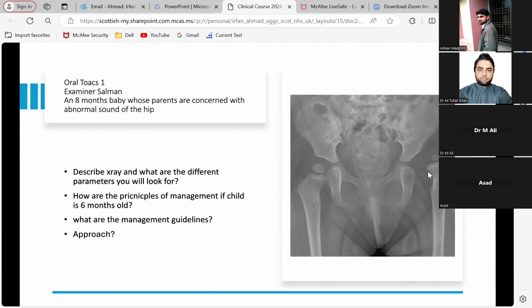First you said dislocation. I think you don't need to say that. I said proximal migration of the hip. You said proximal migration, and then you mentioned dislocation. This is not a dislocation.